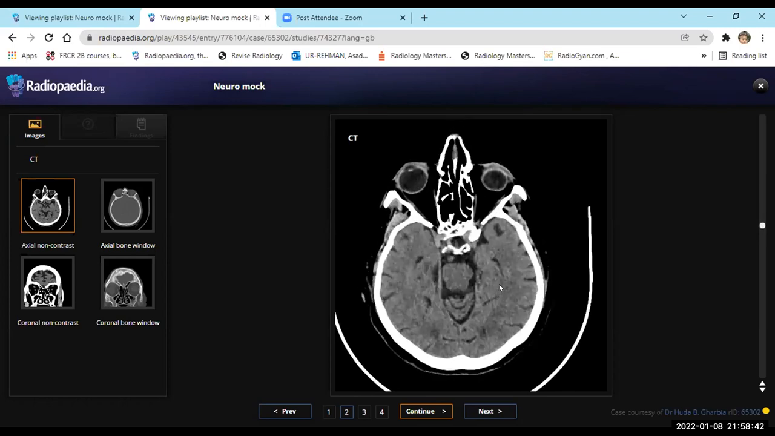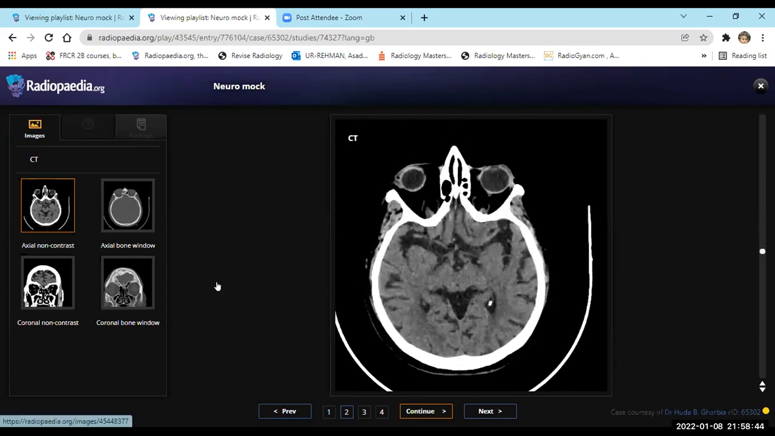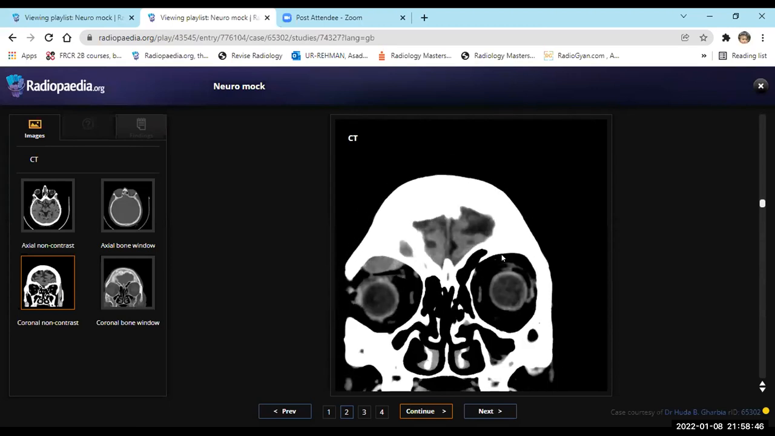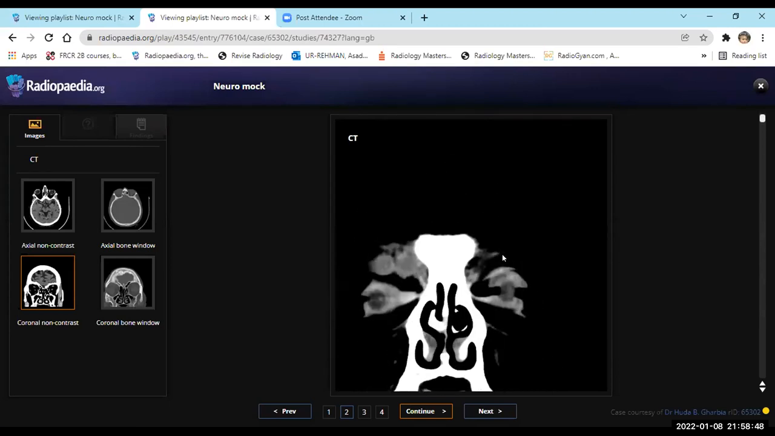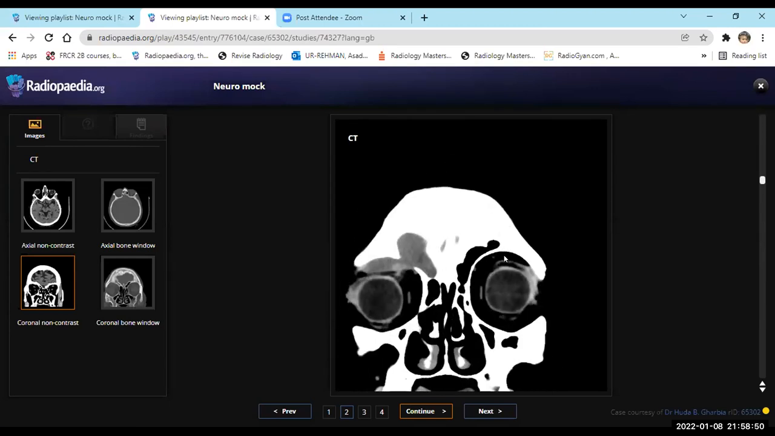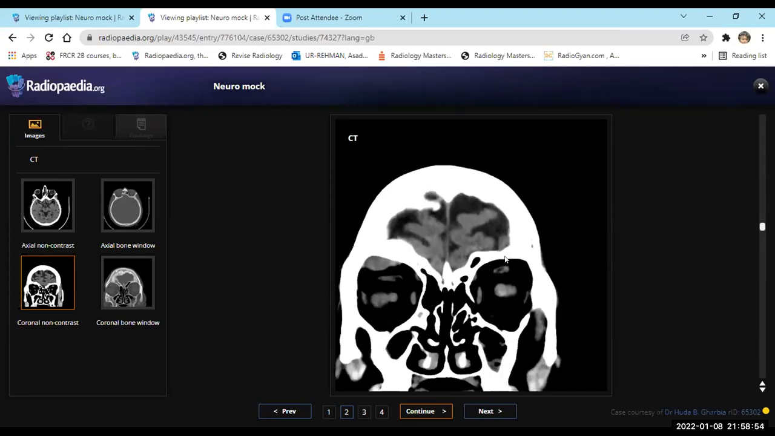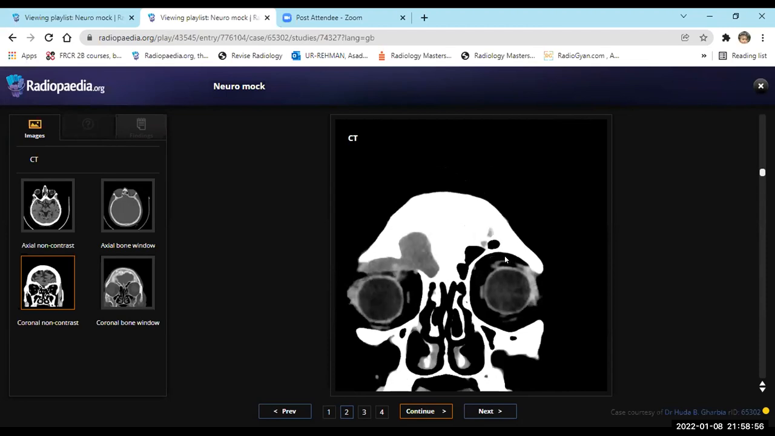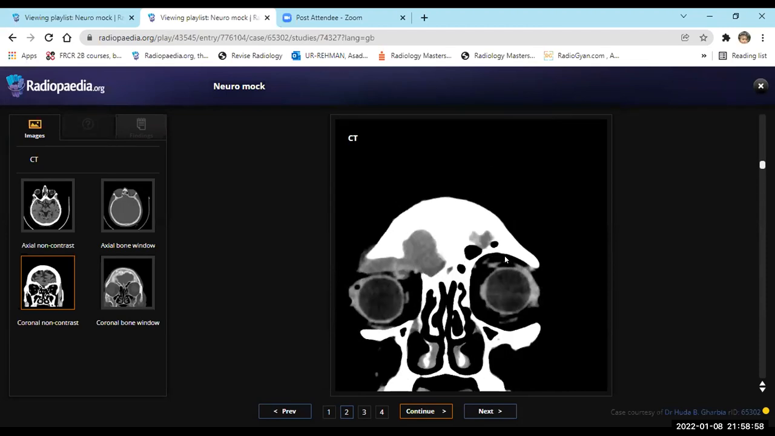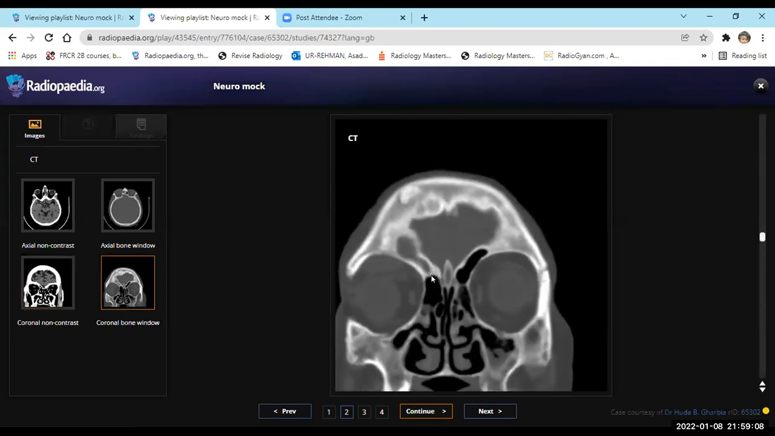So it's localized to the superior medial aspect of the orbit with extension to the superior eyelid. Is there any post-contrast image? No. Okay, and the bone window to see if there is any bony defect.